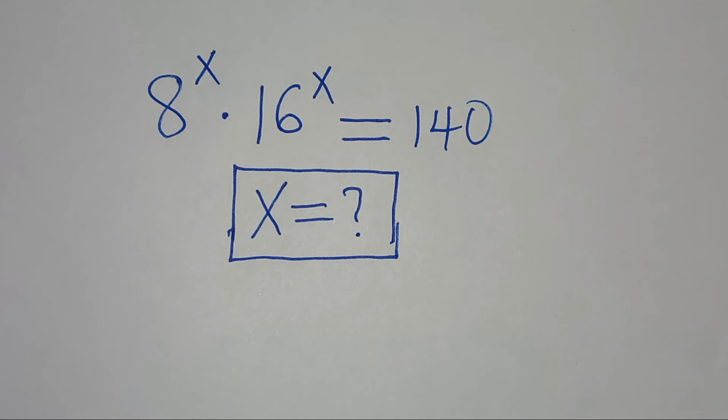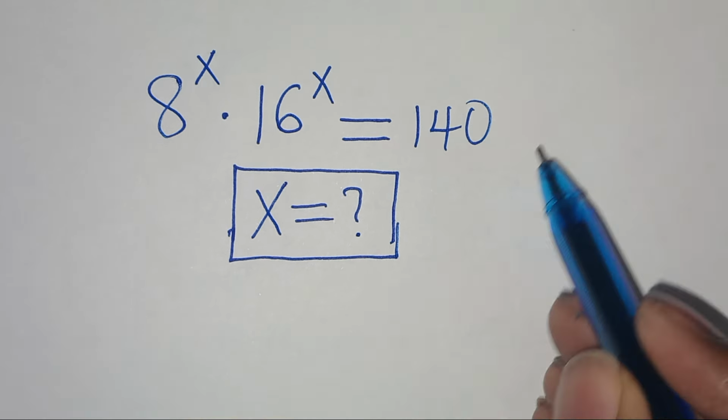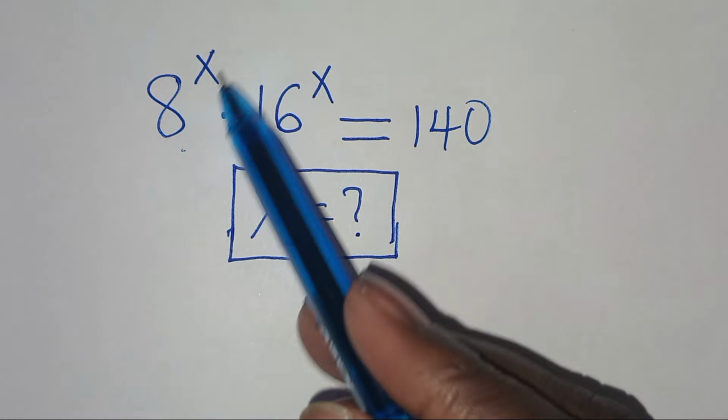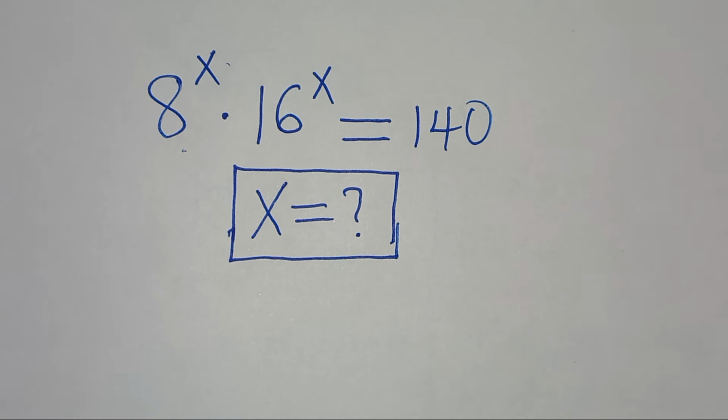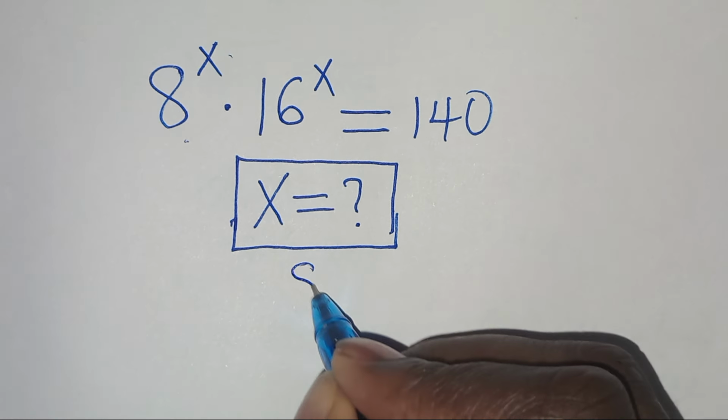Hello everyone, you're welcome to solve this nice exponential equation, which is 8 to the power of x times 16 to the power of x. This is equal to 140, so find the value of x. So let's provide a solution from here.